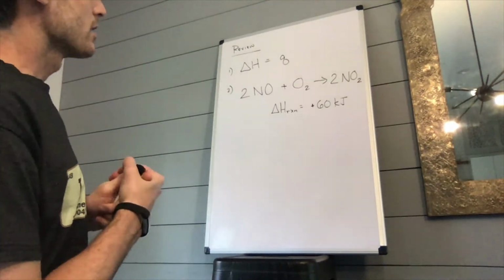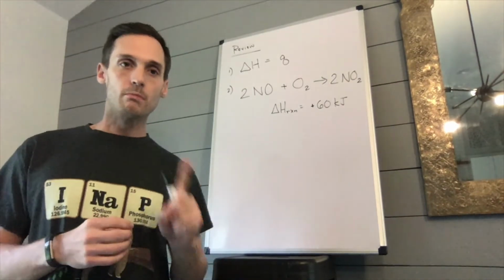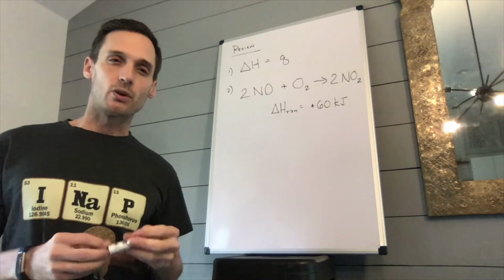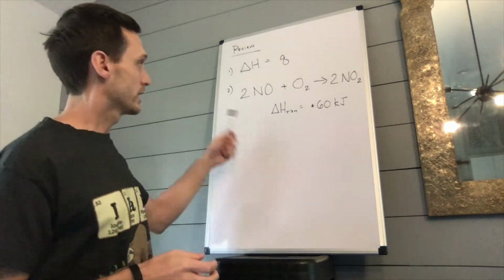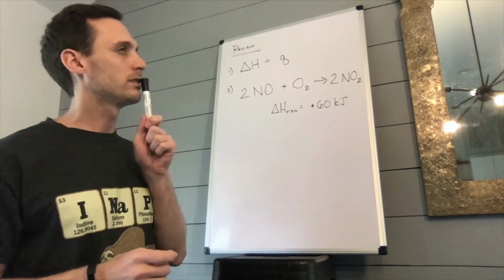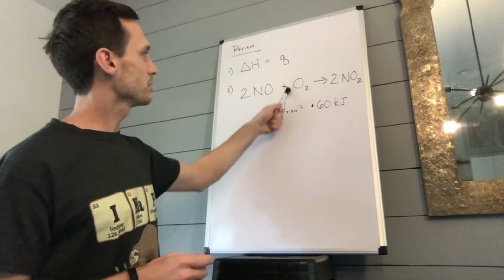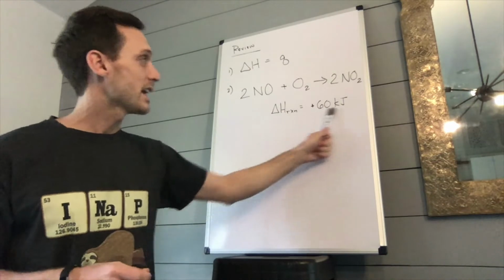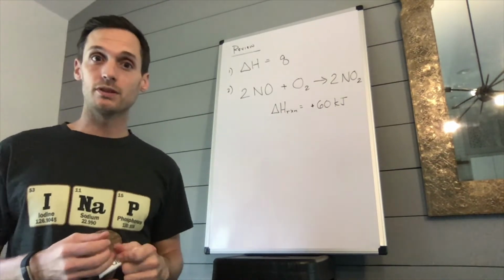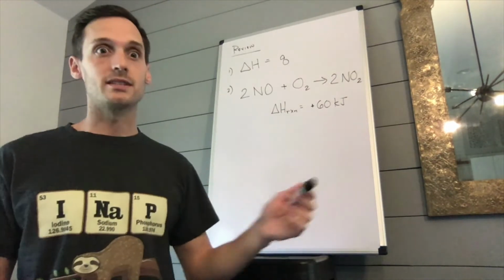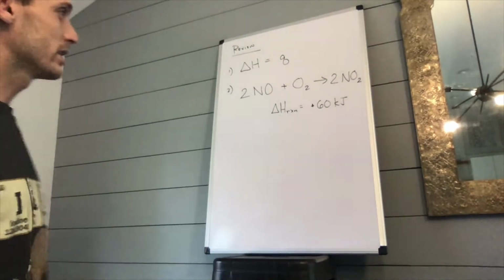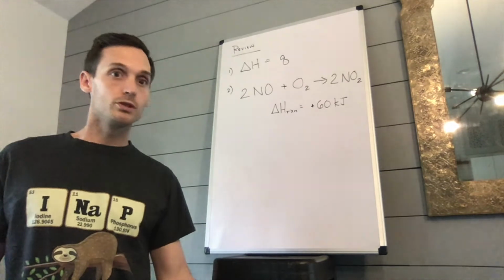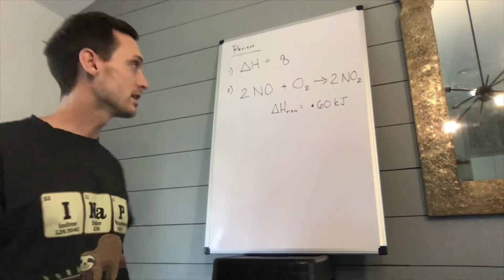What I should be able to do, or what I should be able to ask you, are questions like this. If I react exactly 1 mole of oxygen gas, how much heat is required? And you would look at this reaction and say 1 mole of oxygen gas. Well, there's already 1 mole of oxygen in this reaction, and that corresponds to 60 kilojoules of heat. So it would be 60 kilojoules. But what if I wanted to react 2 moles of O2? What would you do to the change in enthalpy?